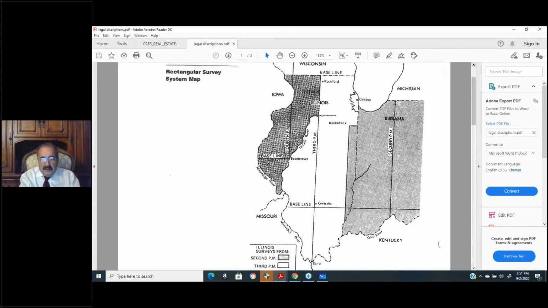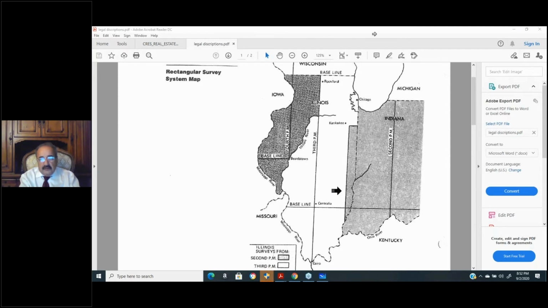Okay. Now I want you to notice something. The 2nd principal meridian actually goes right down the center of the state of Indiana, right here. Let me see if I can get an arrow to point that out. Yeah. So the 2nd principal meridian is right where this arrow is. It covers the entire state of Indiana, but there's a small portion of Illinois along the Illinois-Indiana border.